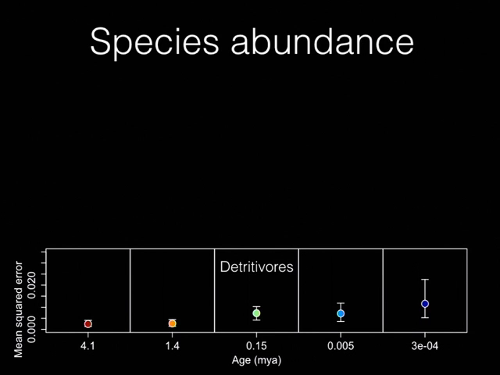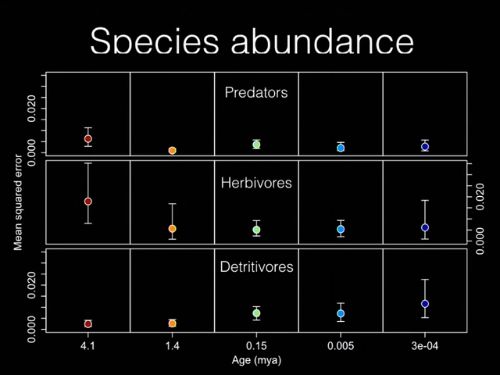So young on the right, old on the left. As you get younger, you get more and more deviation from this equilibrial theory. But that's just for detritivores. We can look at the other trophic groups and they show disparate patterns. So that's really kind of cool.